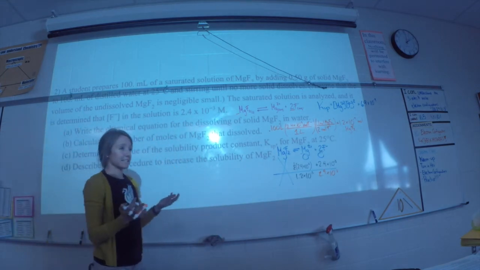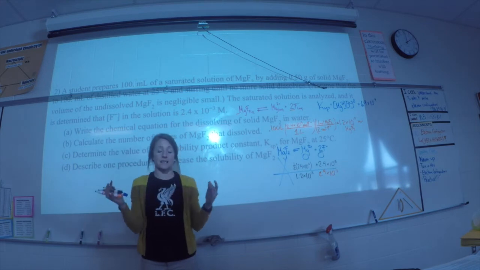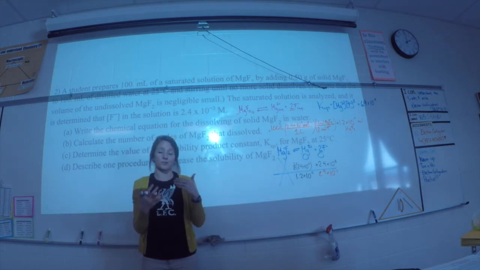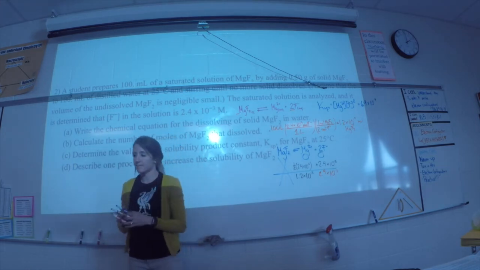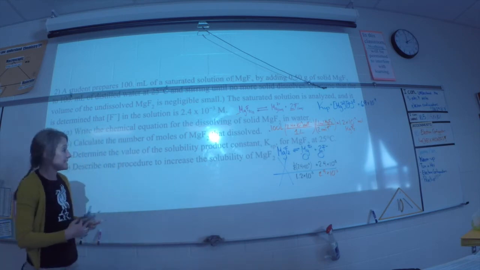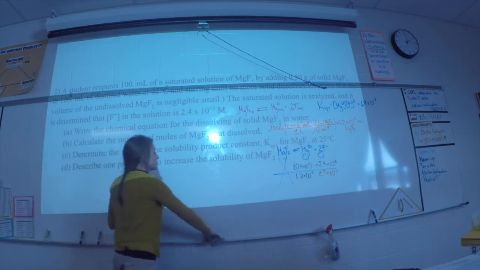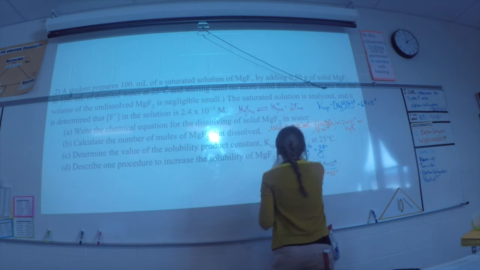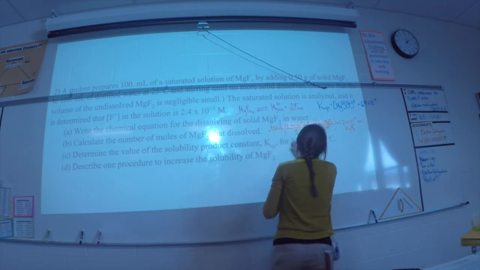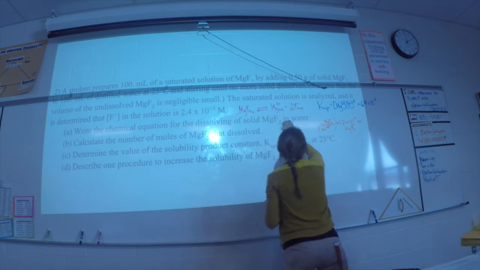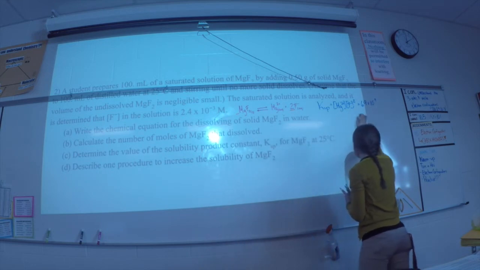Once again, I know we have lots of K values, but try to relate them all the same, that it's always a relationship of products to reactants every single time. So then finally part D says to describe one method to increase the solubility of MgF2. So some of you, I think, mixed up a little bit what it means to increase solubility.